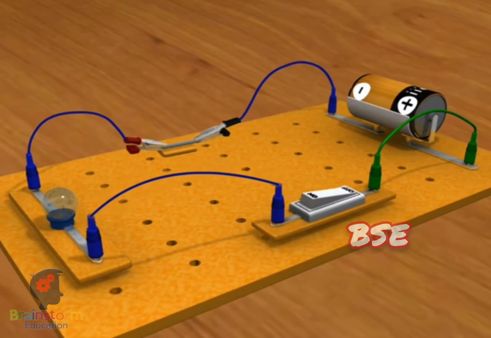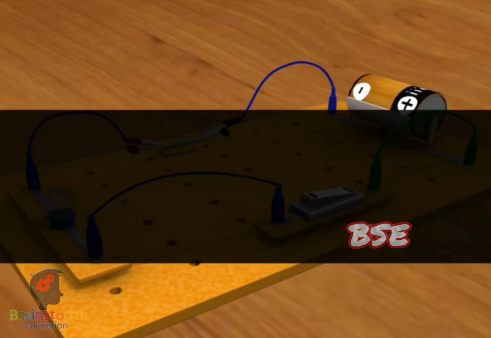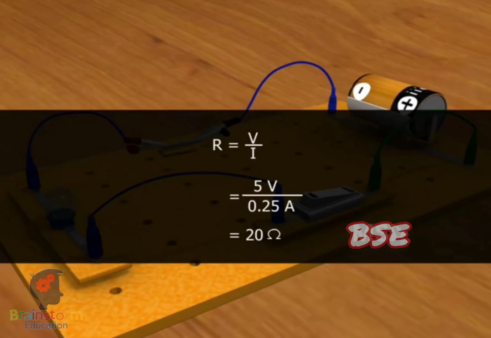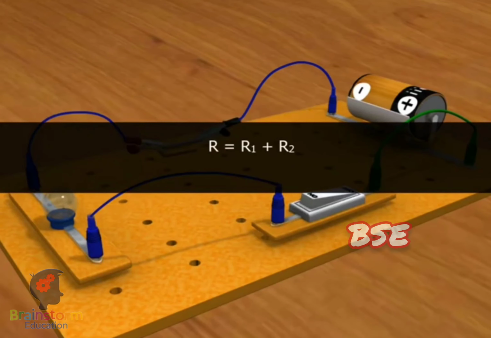If we calculate the total resistance in this circuit by applying the formula R equals V divided by I, we get the total resistance as 20 ohms. This 20 ohms is also the sum of the resistances of the bulb and the resistor.